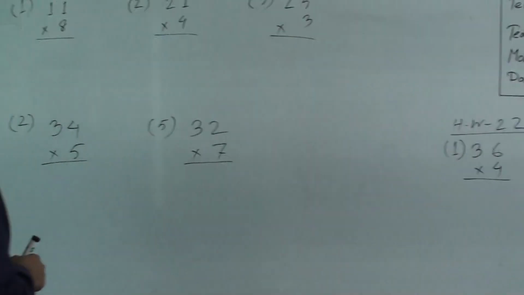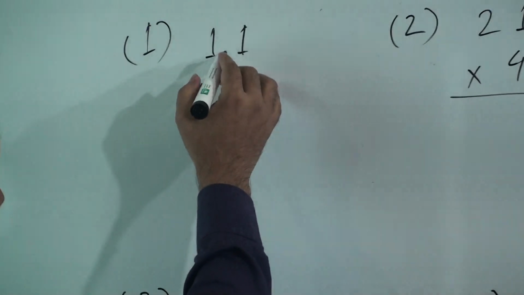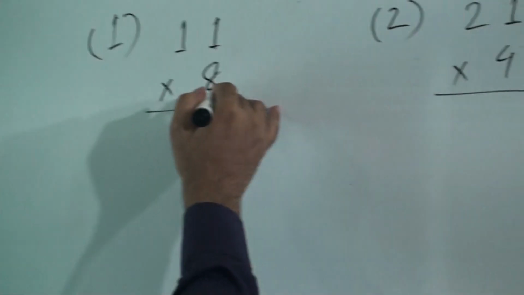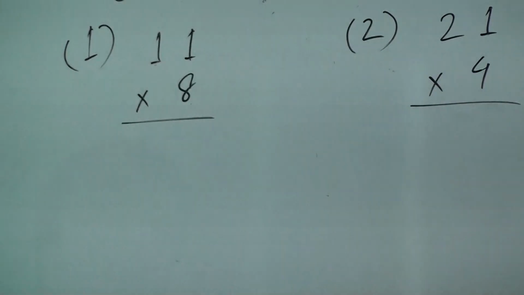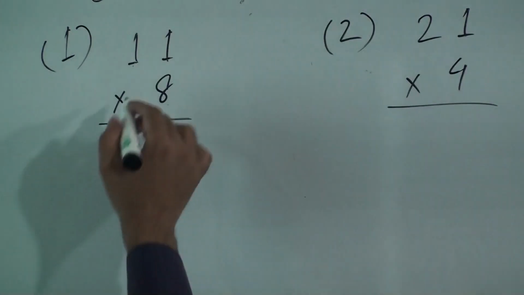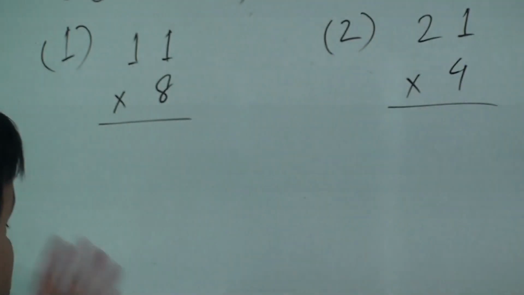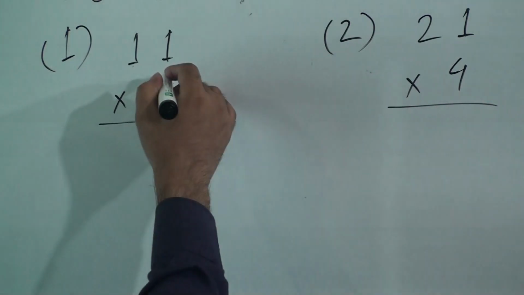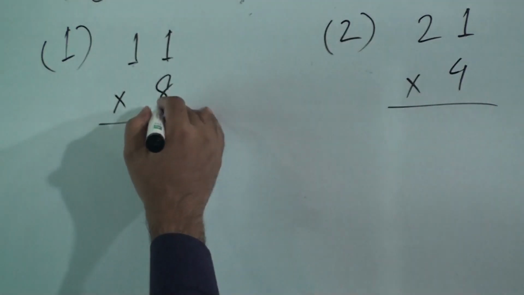Dear students, now at first see, you have to multiply the first number by the second number. Here the first number is 11, and here the second number is 8. We have to multiply 11 by 8. As 11 is a 2-digit number, at first you have to remember that you have to multiply the ones place by the first number, that is, by the number 8.